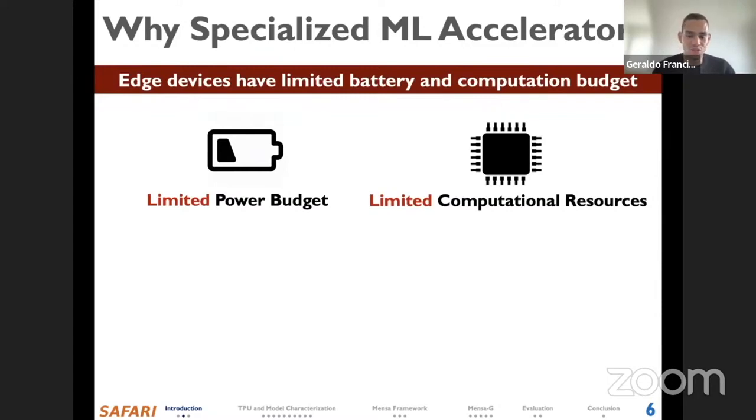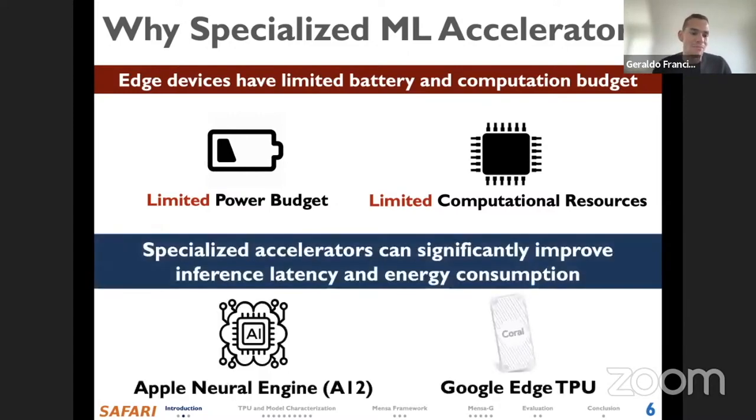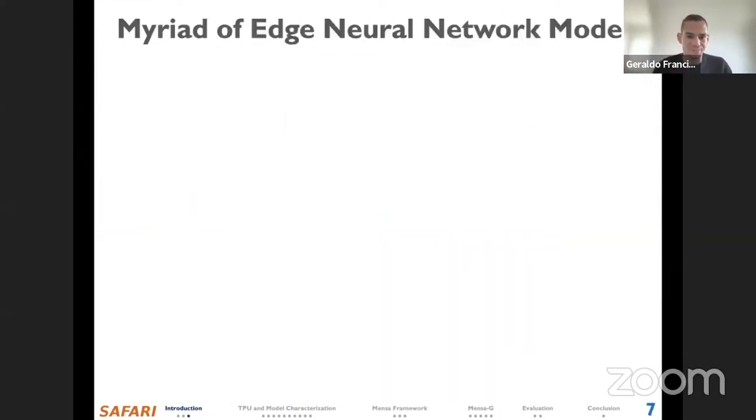And as a result, it's very challenging to execute resource-intensive machine learning tests directly on them. Because of that, many players in the industry have decided to design their specialized edge-based ML models to particularly run inference. So here in this slide, we have the example of the Apple Neural Engine A12, and also the Google HTPU, which is going to be the target of our studies.